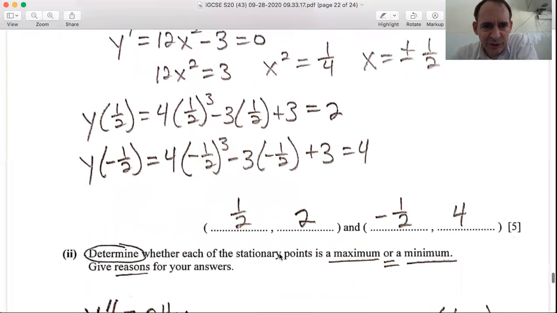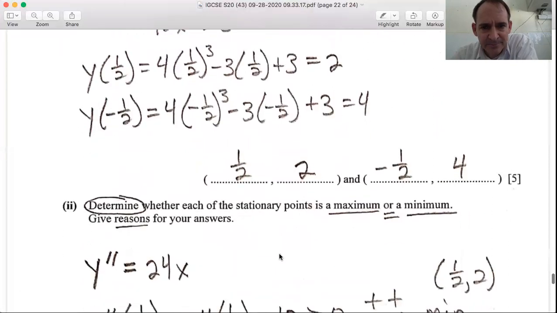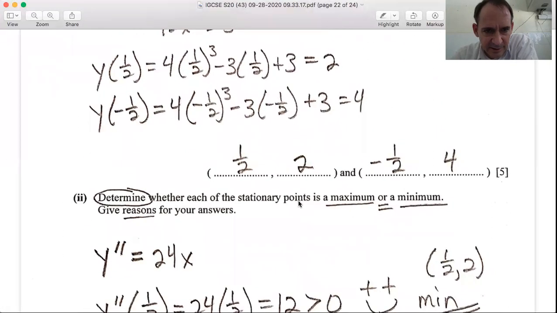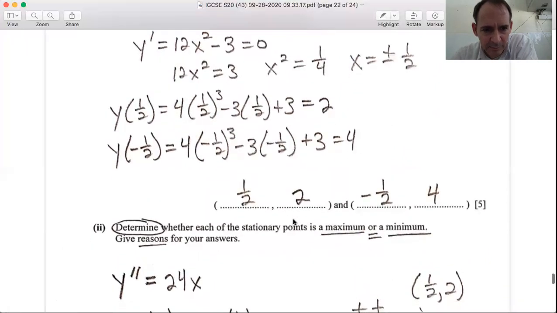Now it says to determine, let me shrink this down here a little bit so you can see our work in both places. Determine whether each stationary point is a maximum or a minimum. So we know what the stationary points are, but we don't know which one is the maximum and which one is the minimum. So what we're going to do is take the second derivative. This is called the second derivative test.